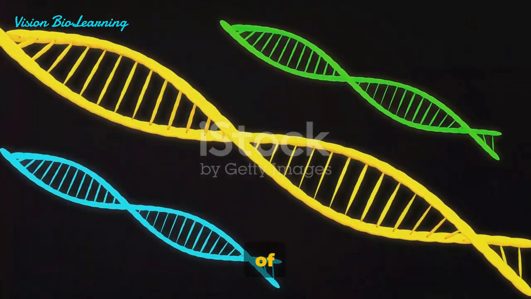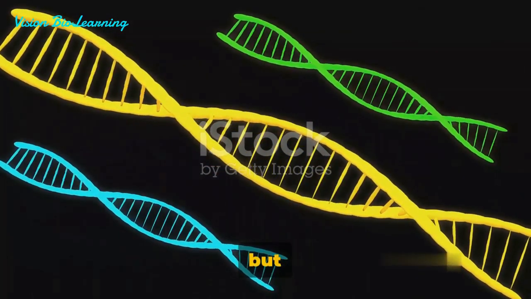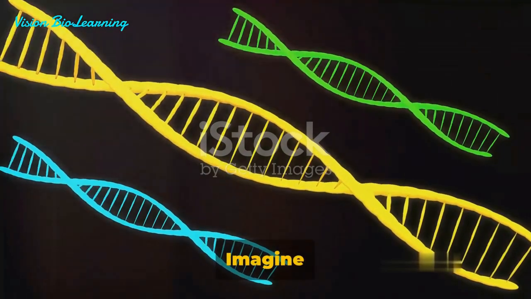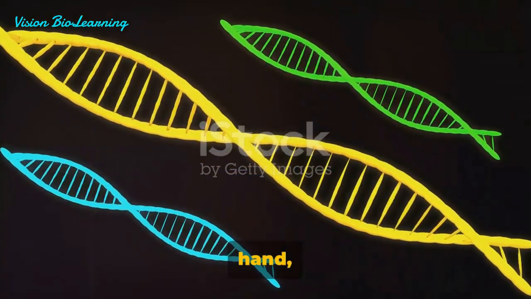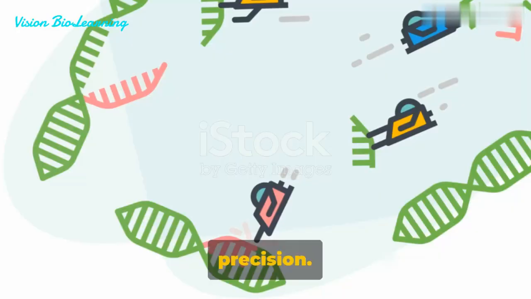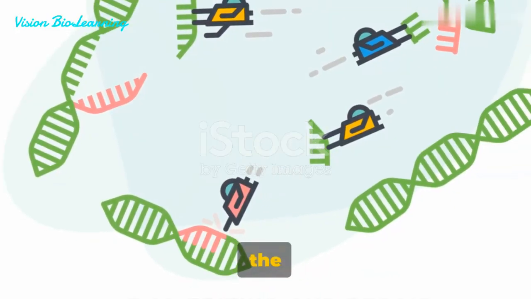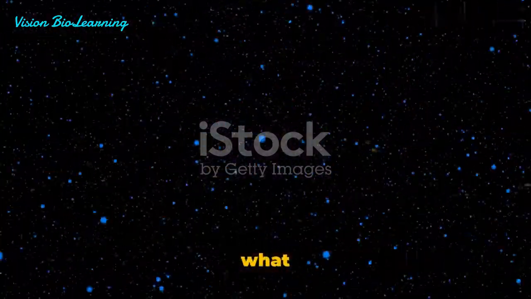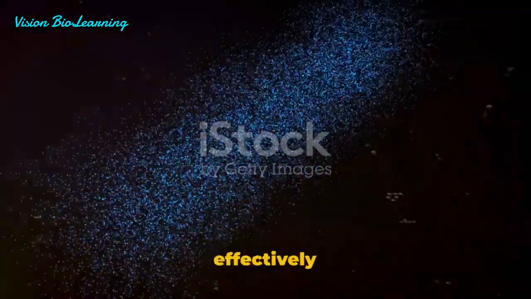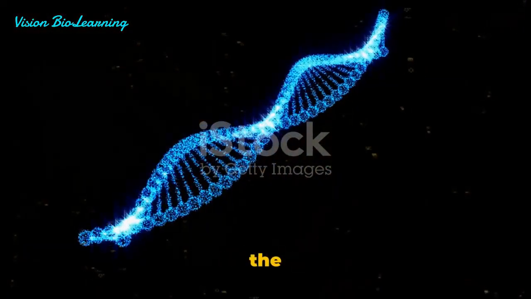This process is a bit of a wild card. It's quick, yes, but it's also prone to errors. Imagine it like a hurried handyman fixing a broken pipe with whatever's at hand, not caring too much about precision. When NHEJ happens within the coding sequence of a protein coding gene, it often introduces what we call a frameshift mutation, effectively silencing the gene.